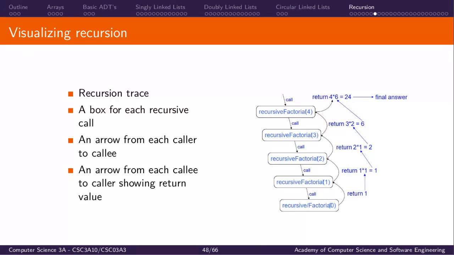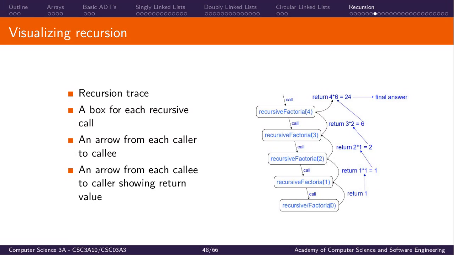So here is a visualization of a recursion trace of a recursive method with a particular argument. Here we have recursive factorial. We call it with an argument of 4. It will then call another instance of itself with the argument 3. That still doesn't qualify for our base case. It calls itself again with an argument of 2, and again the argument of 1, and finally with the argument of 0, which does satisfy our base case.